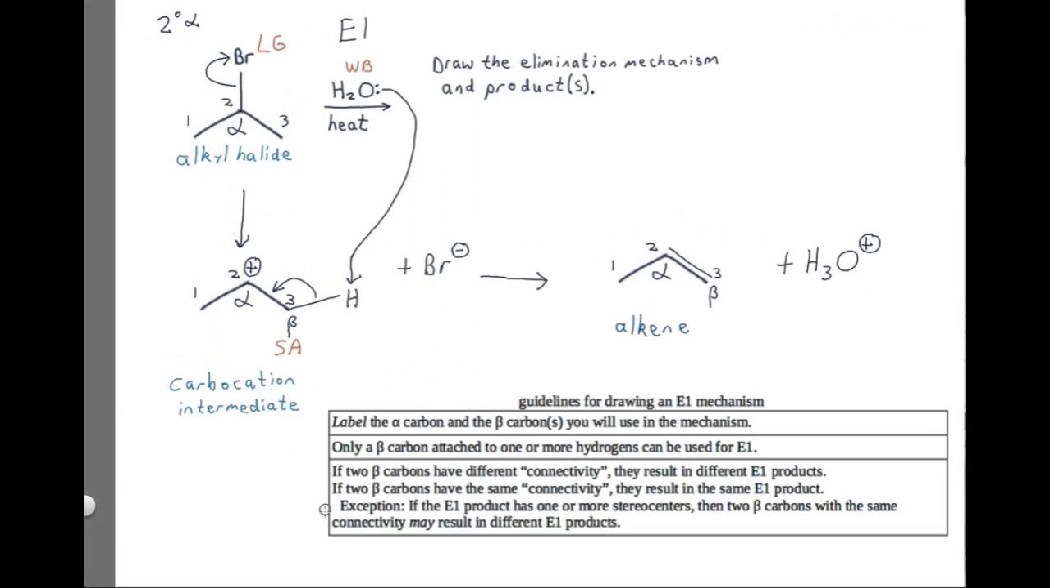For completeness, I will mention that this connectivity rule does have an exception. If the E1 product has 1 or more stereocenters, then it's possible that 2 beta carbons with the same connectivity might result in different E1 products. We can see that this E1 product does not have any stereocenters, so we can see the exception doesn't apply for this problem. This exception is not tested very frequently in most introductory OChem courses, unless perhaps you're taking a particularly challenging course.